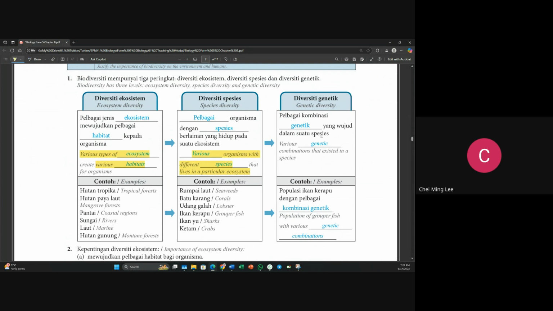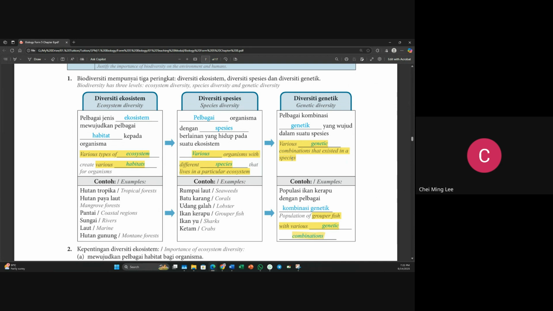And then for genetic diversity, we have various genetic combinations existing in a species. For example, grouper fish with various genetic combinations. We know that grouper fish have a lot of types. We have the red color one, black color one, and then the blue color one as well. So these are the diversity in genetics.